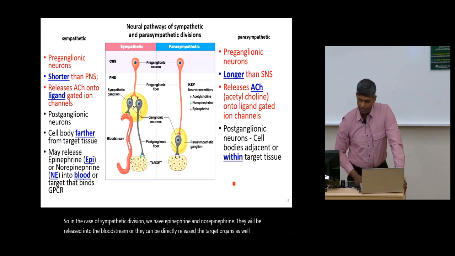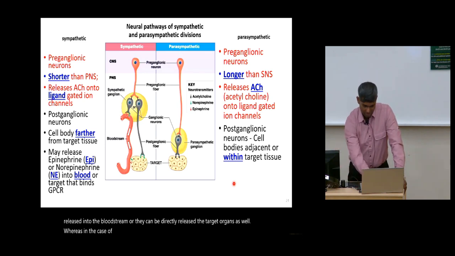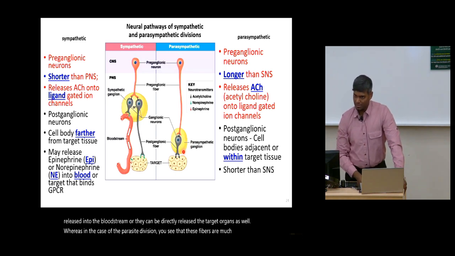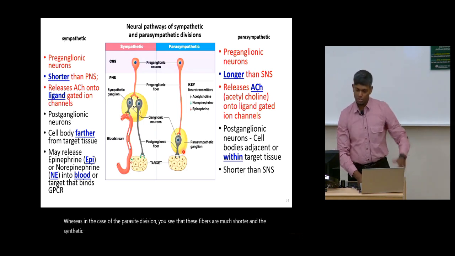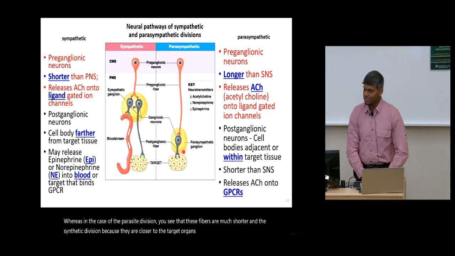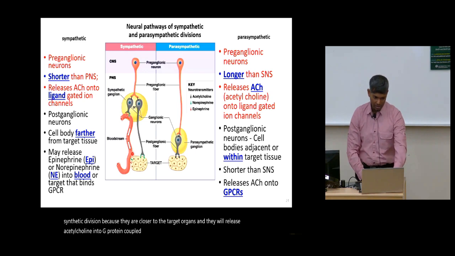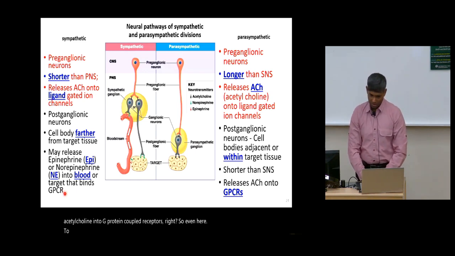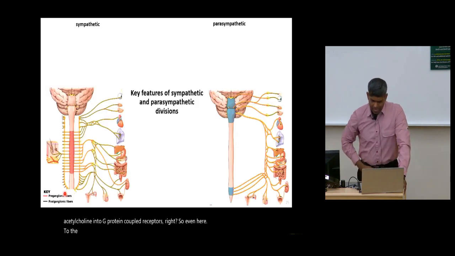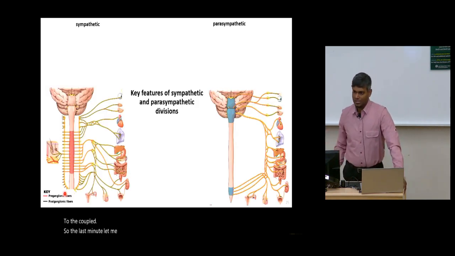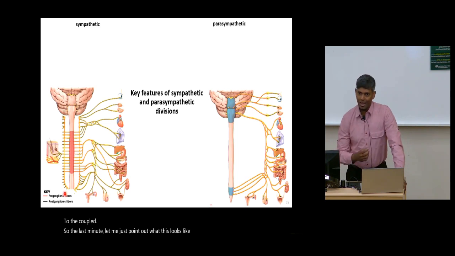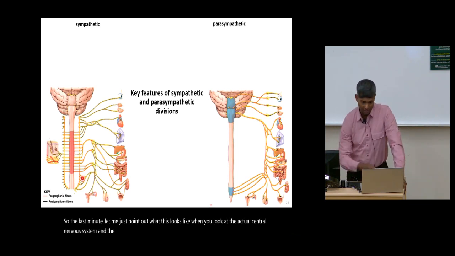Whereas in the case of the parasympathetic division, we see that these fibers are much shorter than the sympathetic division because they are closer to the target organs, and they will release acetylcholine to G protein coupled receptors, right? So even here epinephrine and norepinephrine will bind to the G protein coupled receptors. So in the last minute, let me just point out what this looks like when you look at the actual central nervous system and the various organs which are innervated.